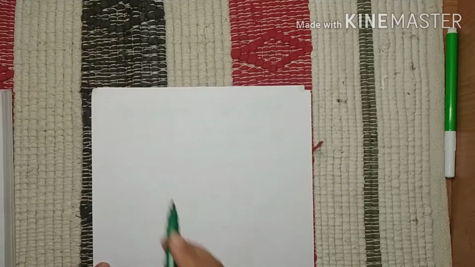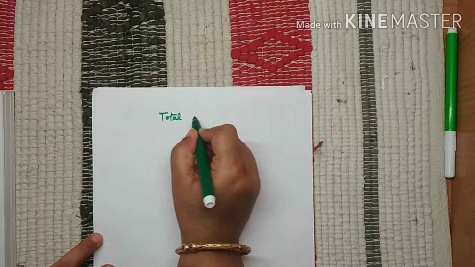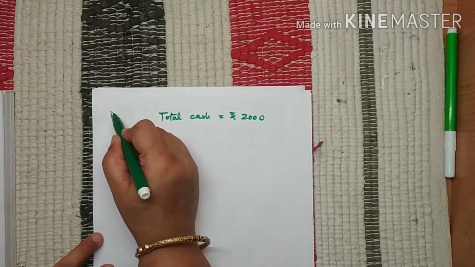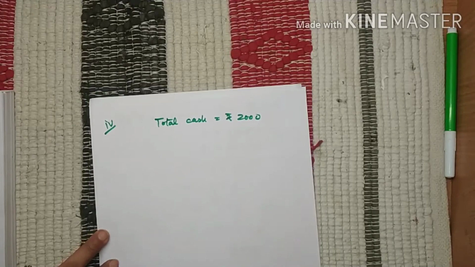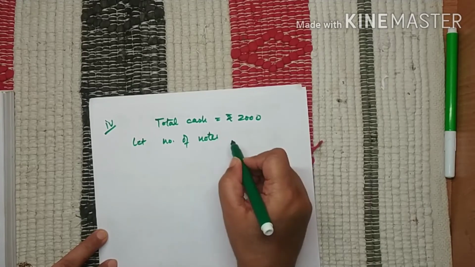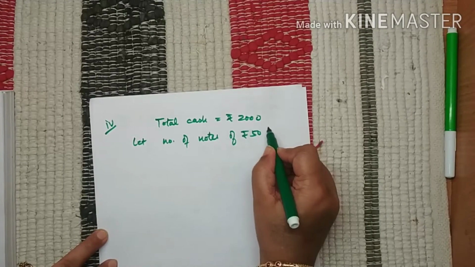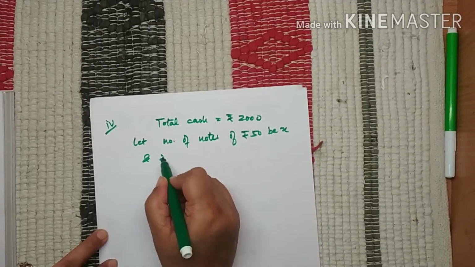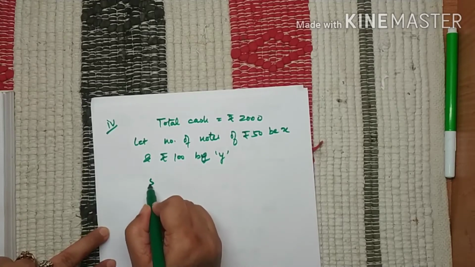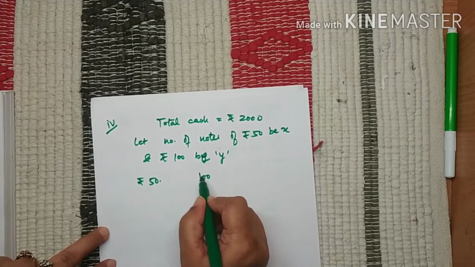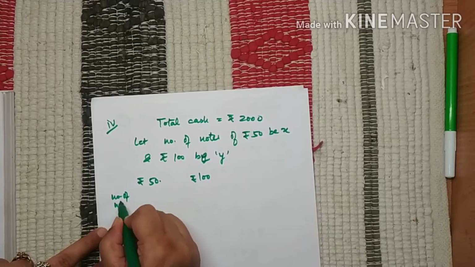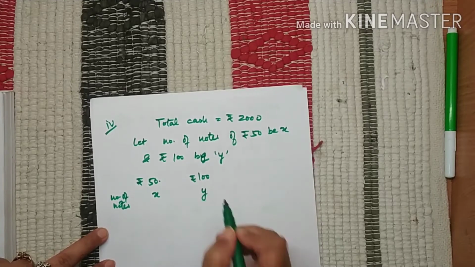Total cash she withdrew is rupees 2000. So the cash is in two denominations, 50 rupees and 100 rupees. So let the number of notes of rupees 50 be x and of rupees 100 be y. This is the number of notes: 50 rupees x and 100 rupees y.